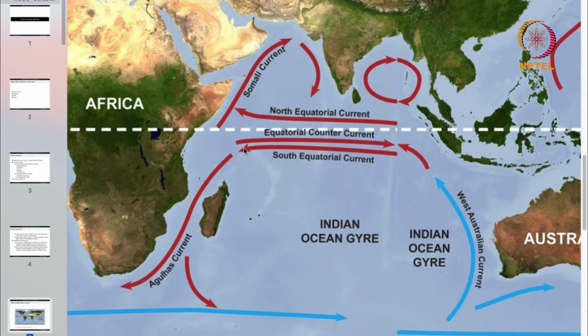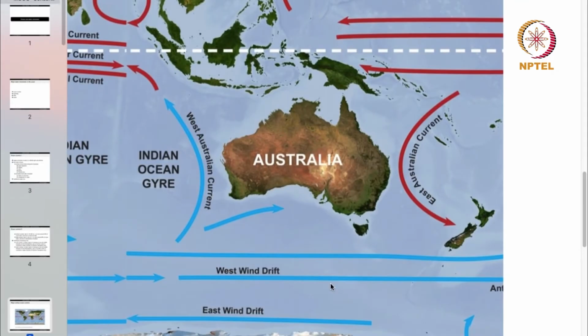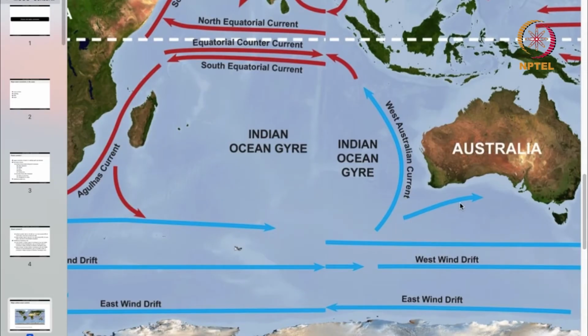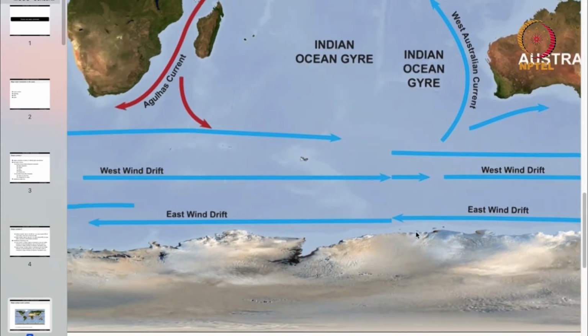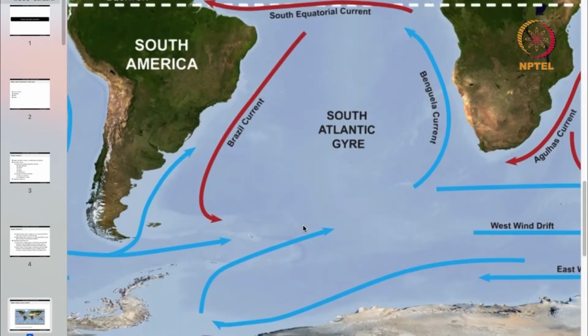Then this South Equatorial current moves along the coast of Africa in the form of the Agulhas current, which then splits and becomes a part of the wind drift in the southern hemisphere. This wind drift also splits here to reach the southern coast of Australia. So this is a cold current. Now near Antarctica, we have the west wind drift and the east wind drift, and all of these are cold currents.